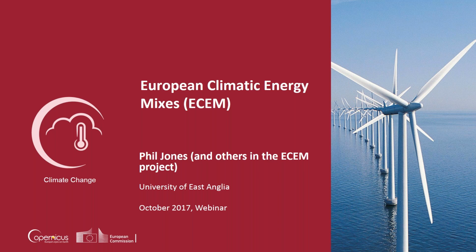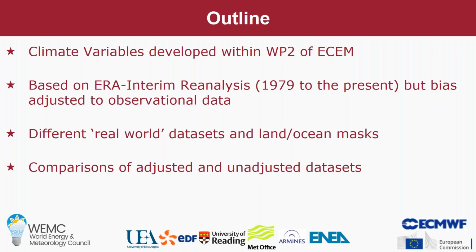So I'm going to be talking about the historic period. So we're looking at the period from 1979 to the present, and I'll briefly go over the climate variables that we've developed within Work Package 2 of the ECEM project. And we're looking at ERA-Interim reanalysis data from 1979 to the present, and we're adjusting that according to some observational data sets. And I want to look at what these adjustments are and where they're large and where they're small, and discuss some of the issues with those for some of the variables.